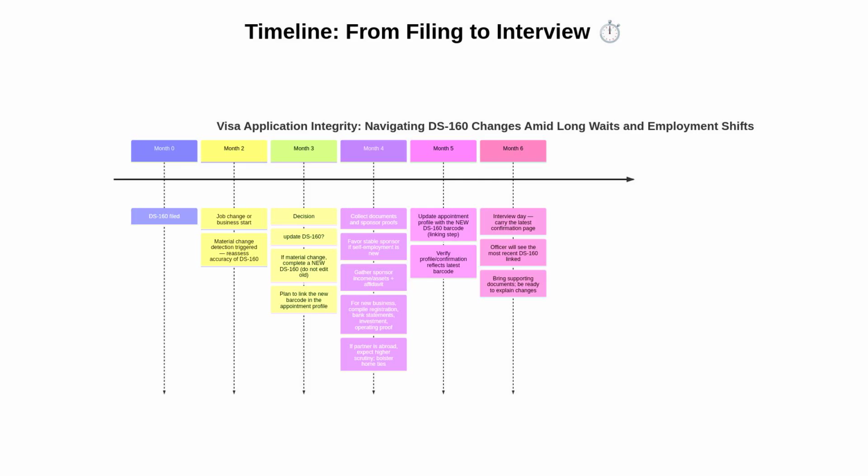In month 4, documentary evidence is gathered, including sponsor proofs if applicable. By month 5, the appointment profile is updated with the new barcode. Finally, at month 6, the interview takes place, with the applicant bringing the latest confirmation page. Now let's cover the partnership factor and its impact on risk.